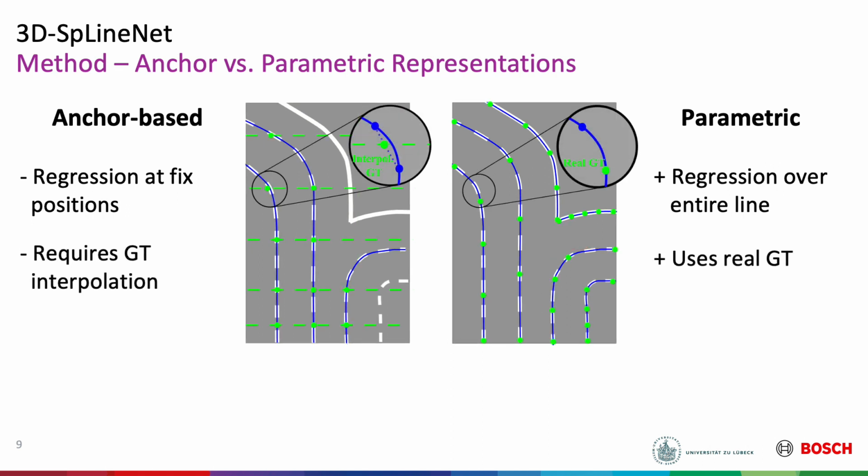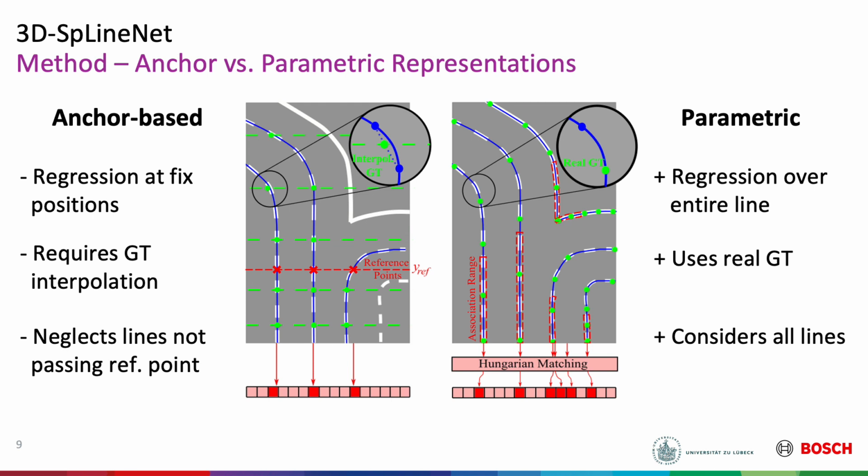Besides, as the regression for anchor-based approaches is evaluated at predefined positions, the ground truth has to be interpolated at these locations, inducing geometric errors. Parametric approaches instead use the ground truth directly. Also, many anchor-based methods use a static reference point-based matching to assign ground truth to the anchors, which ignores lines not passing the reference. Ours instead considers all appearing lines and matches them to the proposals in an optimized manner.